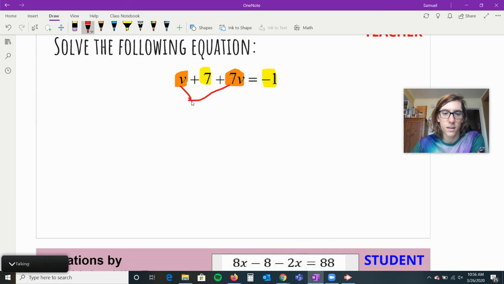7v and a v. Let's see, that's going to make 8v. Okay, plus 7 equals -1.